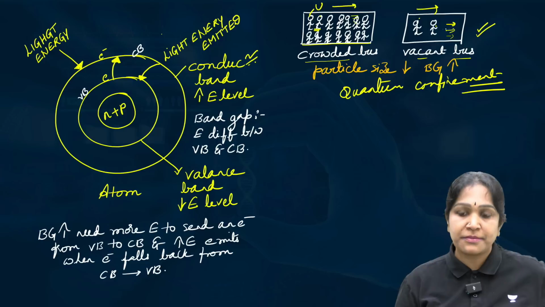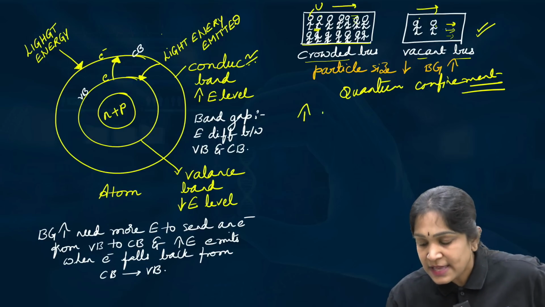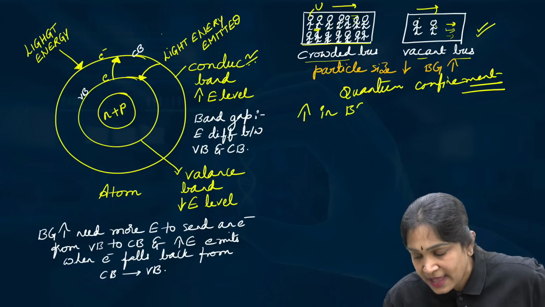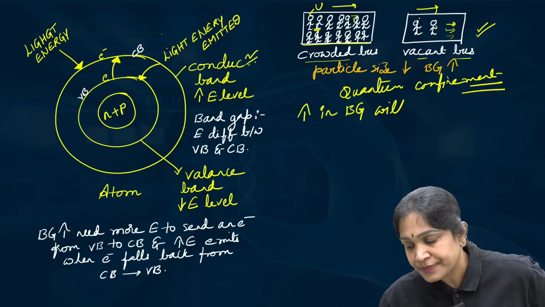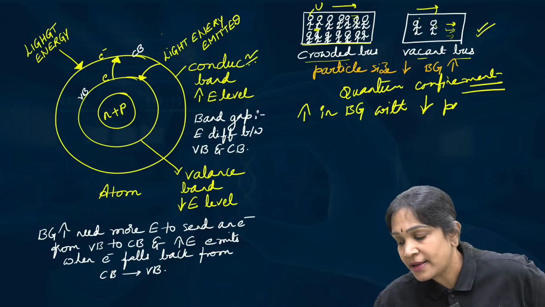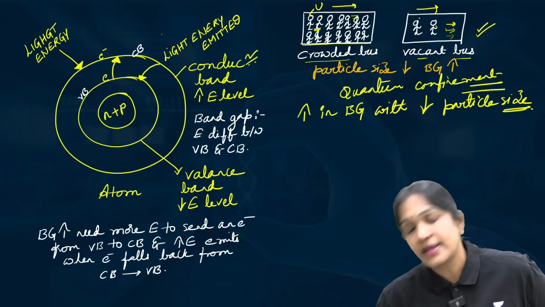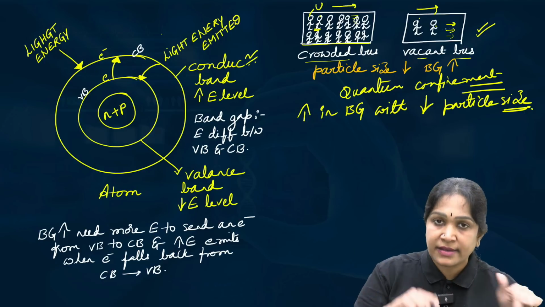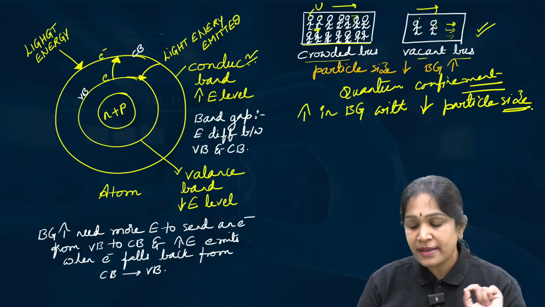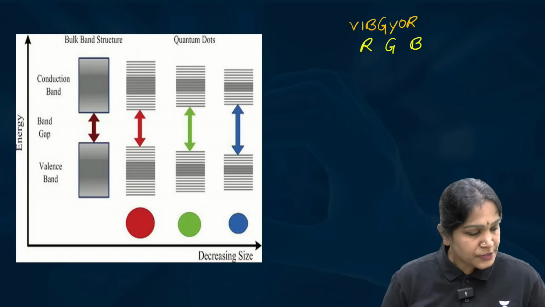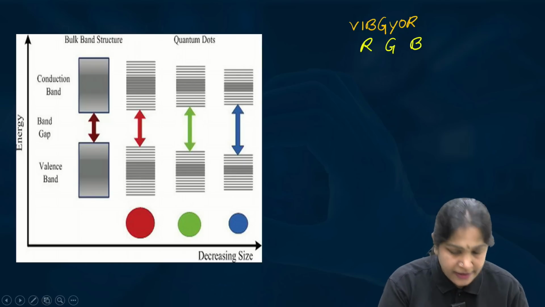So quantum confinement can be defined as the increase in the band gap with decrease in the particle size. As the particle size decreases, band gap increases. Okay, so let us try to understand here.